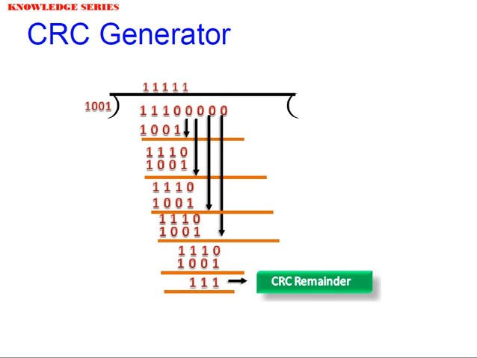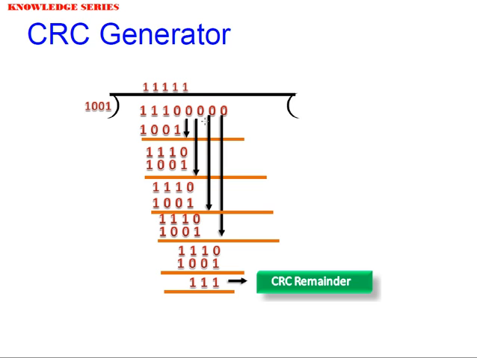Now, to understand this one, let us take this example. Here, the CRC generator is used with modulo 2 divisions. The bits shown are 1 1 1 0 0 1 1 1 1 1 0 0. So this is one set of bits being shown over here.